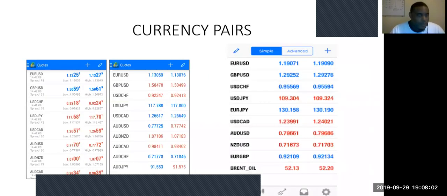So the currency pairs, we have the euro, US dollar, Great Britain pound versus the US dollar. There's always two currencies matched up to each other, never one currency by itself. This is how it looks on the Android to the left, and on the right is the iPhone. So we have the US dollar, Swiss franc, US dollar, Japanese yen, US dollar, Canadian dollar, and so on and so forth.